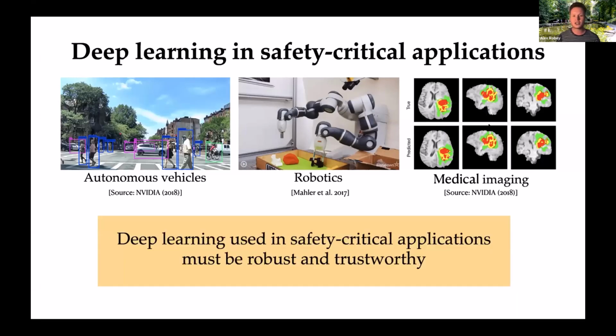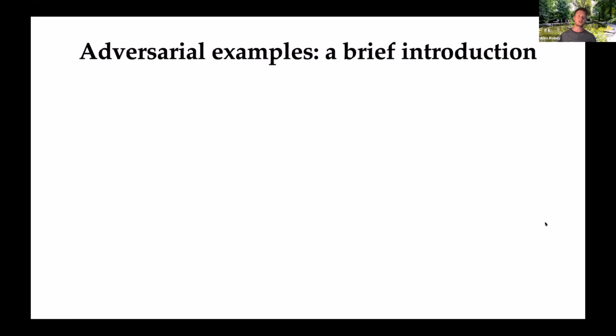So the message here with these safety critical applications is that deep learning, when deployed in these applications, has to be robust and trustworthy, since it's going to be interacting directly with humans. And so this is kind of the starting point, these safety critical applications, for what I'm going to talk about today. And the first thing that I want to do is focus on this word robust. So what does robust really mean in the safety critical applications that we care about?